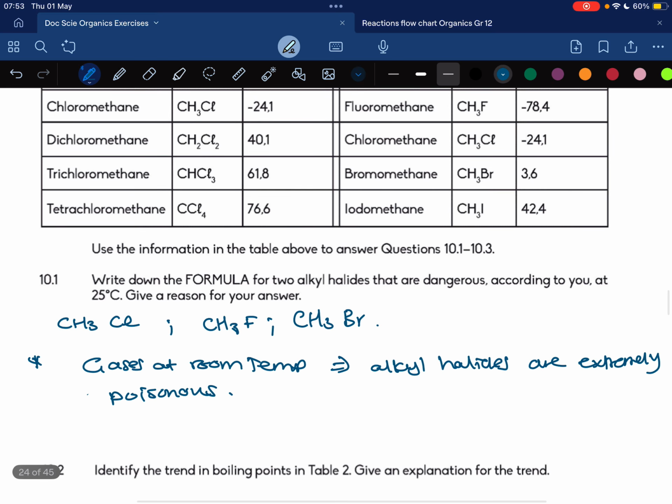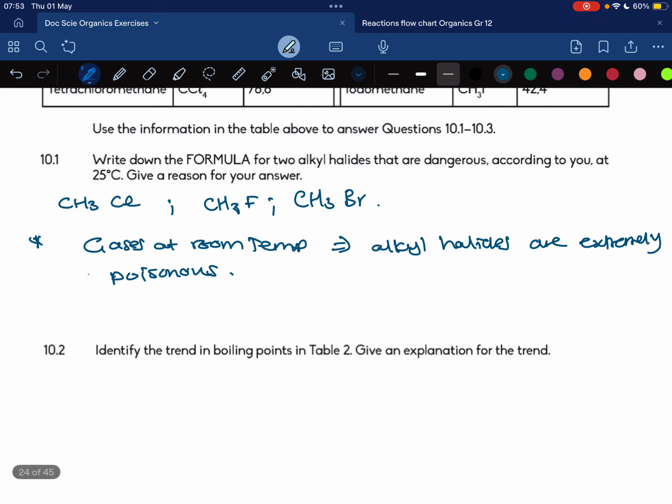Okay, so inhaling these gases can cause respiratory problems or even death. So just to note there. So then it says identify the trend in the boiling points, give an explanation of the trend.